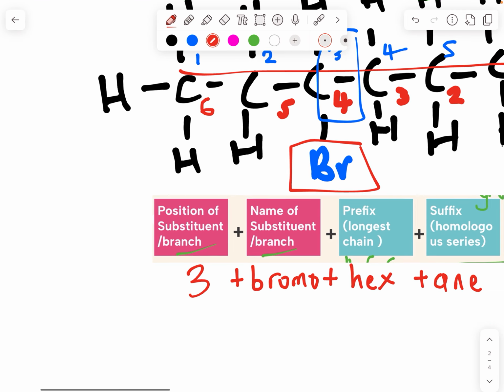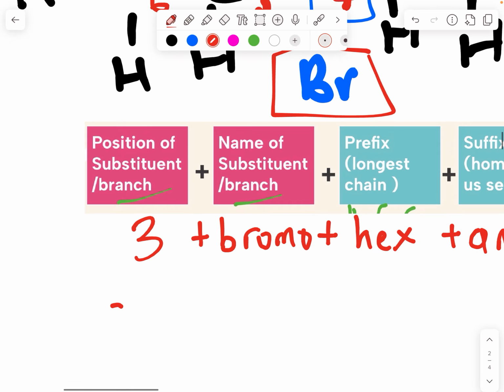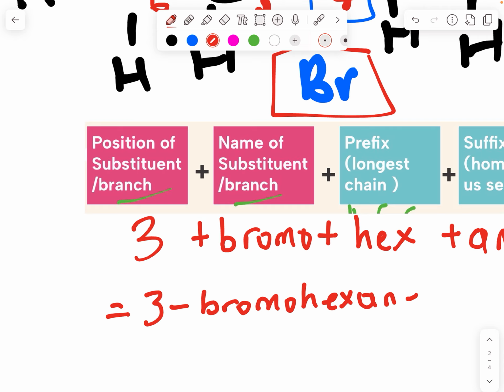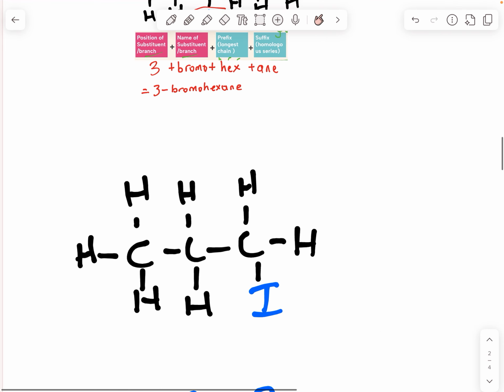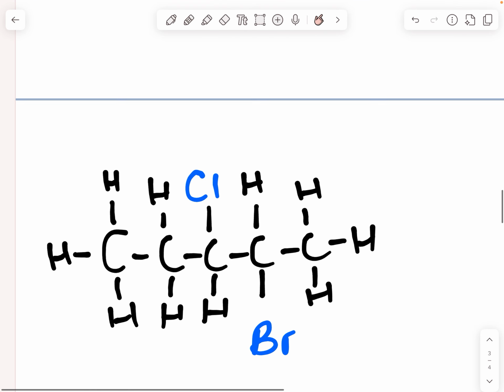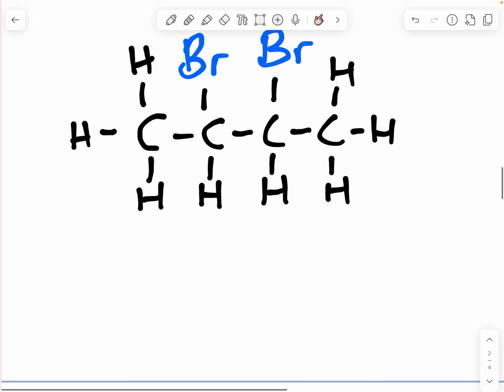So therefore, our name of this compound is 3-bromohexane. We don't say the dash, it's just 3-bromohexane. But when you're writing, you have to include your dash, right? I believe we have 3 more.